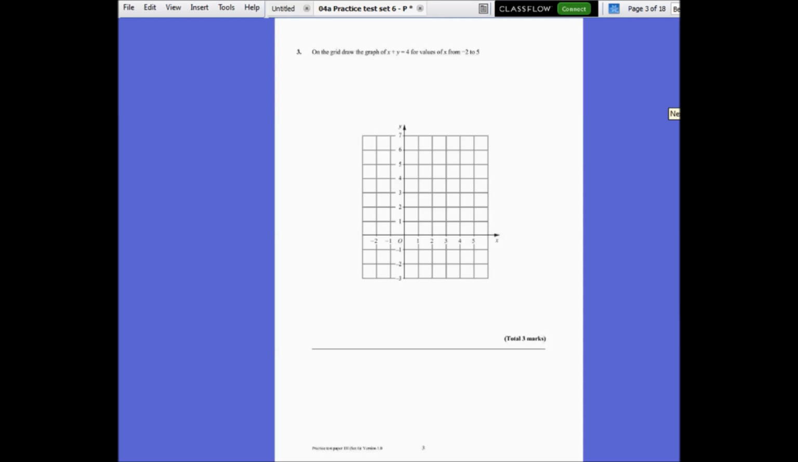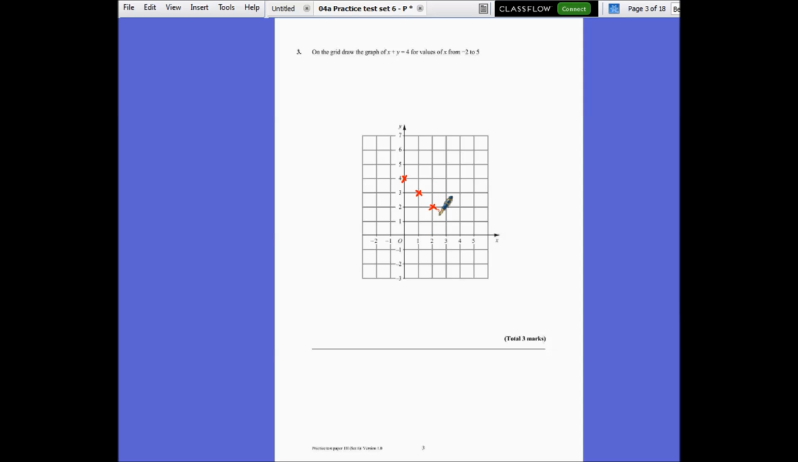Question 3. On the grid, draw the graph of x plus y equals 4 from -2 to 5. From -2 to 5 just means that the line must go all the way through the axes. So to do this, we are looking for pairs of values of x and y that add up to 4. So to start off with, we could do x is 0 and y is 4. We could do x is 1 when y is 3. We could do x is 2 when y is 2, and so on.